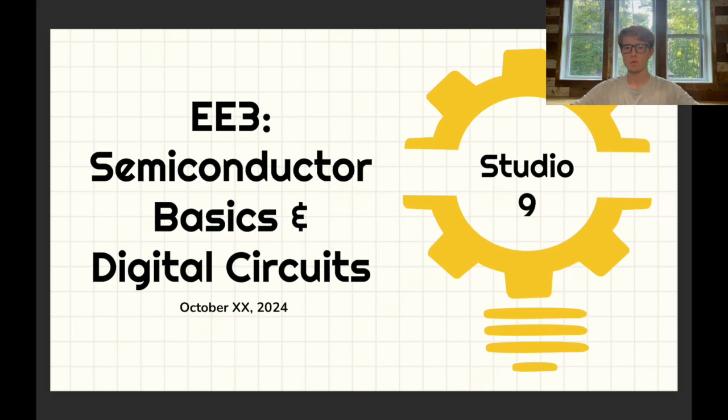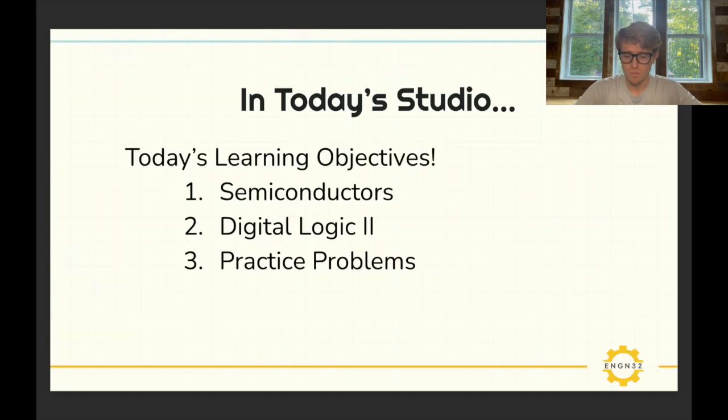So this is going to conclude our three-part electrical engineering series that we started with Studio 7. Today we'll be covering all the content involved in Studio 9. Just to go over today's learning objectives, we're going to cover some semiconductor device physics, and then we're going to circle back to our digital logic and digital circuits content that we started in Studio 8. And then we'll also do some example problems where we make some circuits using what we've learned and the different components we've learned. We'll do that using a software called Logisim, which I'll show you all how to use. It's actually pretty easy to use.